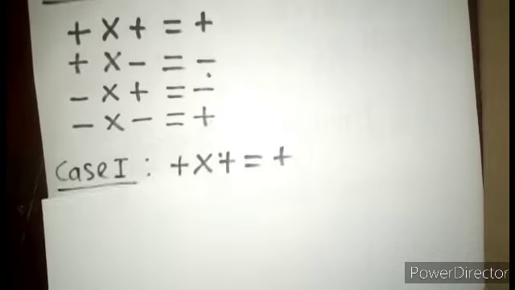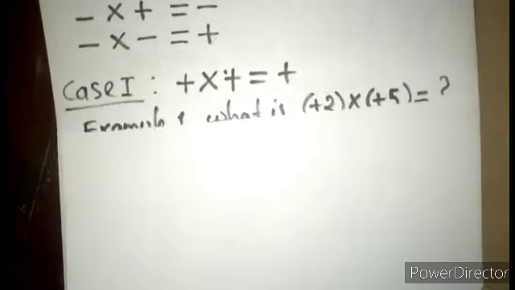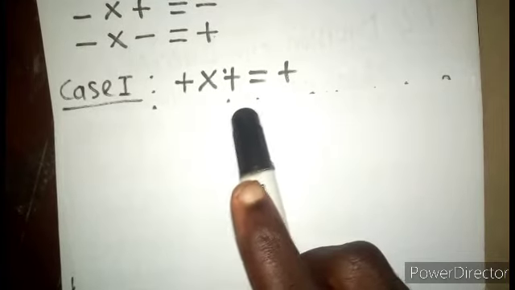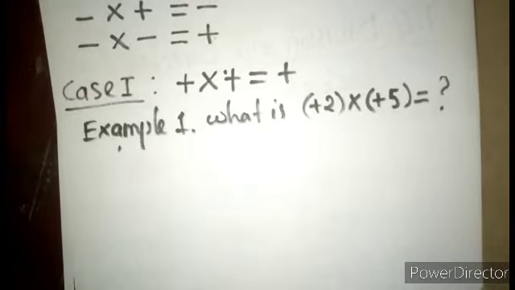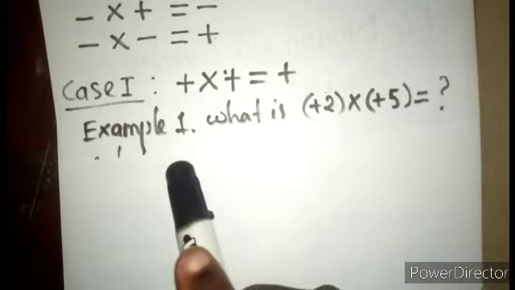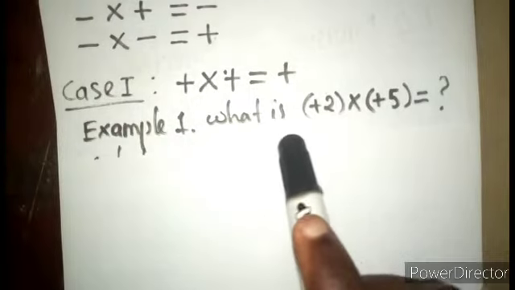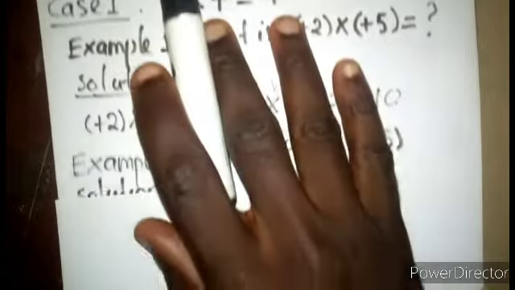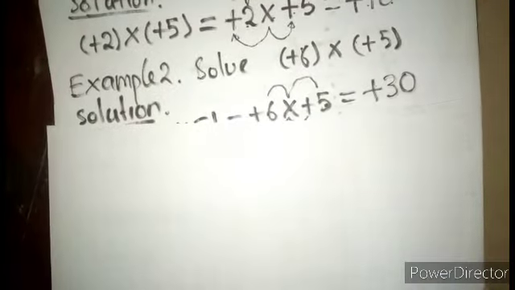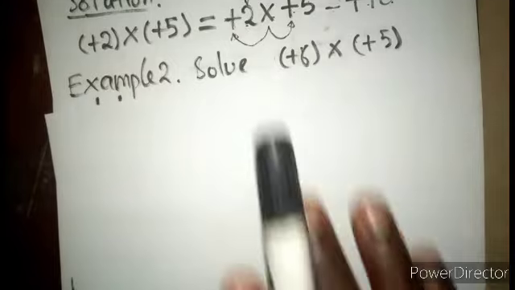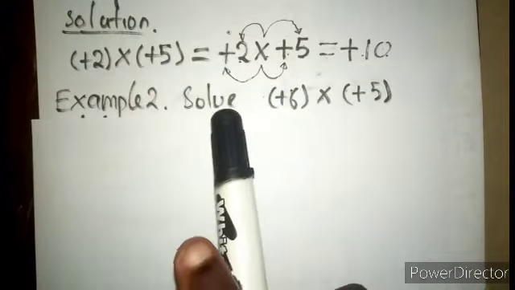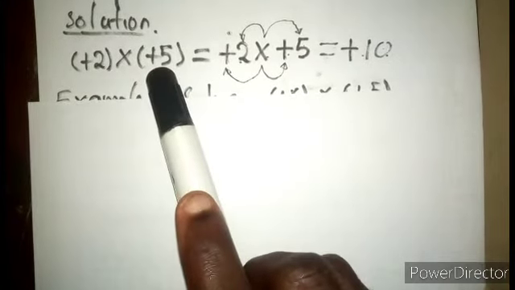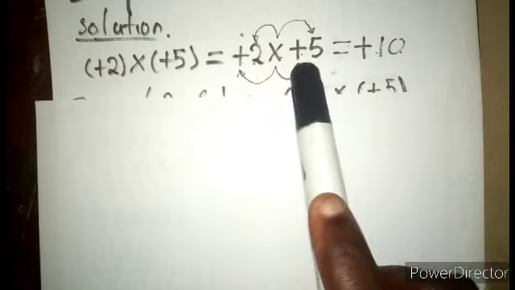We are going to consider 4 cases, of which case 1 is when positive is being multiplied by positive, and we know it has to be positive. Now, example 1, under this case: you are asked to find out what positive 2 times positive 5 is. Positive 2 times positive 5 is literally positive 2 times positive 5.